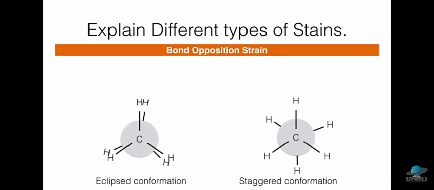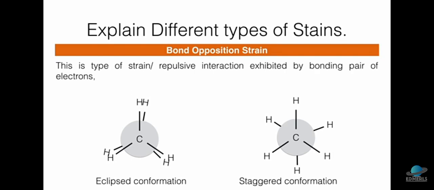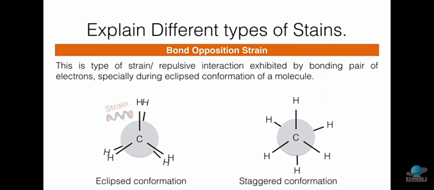Next is bond opposition strain. This is a type of strain or repulsive interaction exhibited by bonding pairs of electrons, especially during the eclipsed conformation of a molecule. Please note that Pitzer or torsional strain is because of the repulsion between the atoms, while bond opposition strain is the repulsion between the bonds. Here, the bonding pairs of electrons in the eclipsed form are closer than in the staggered conformation. Thus, there will be more strain due to electron-electron repulsion.